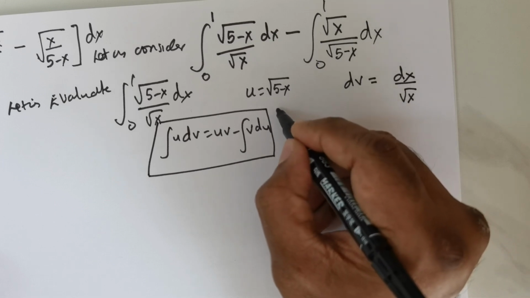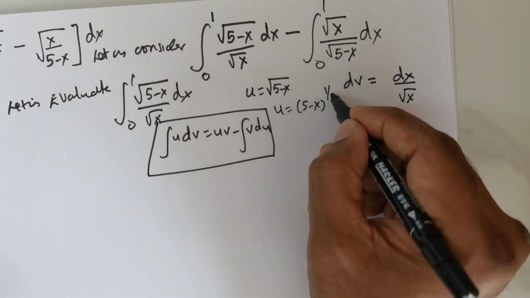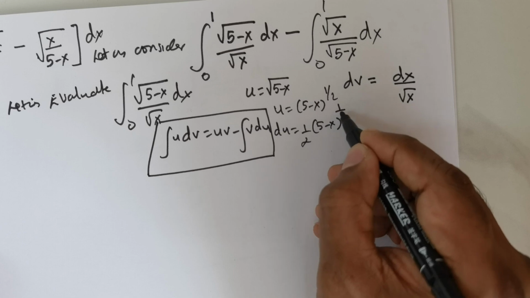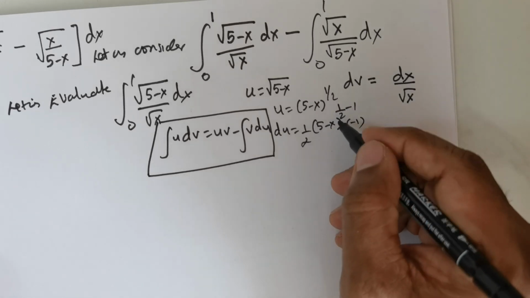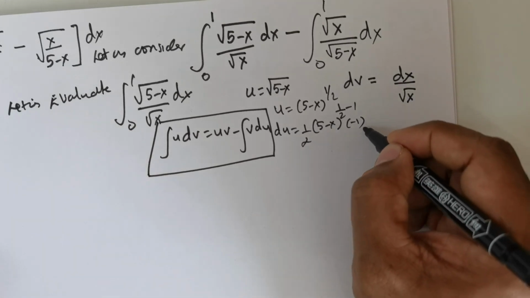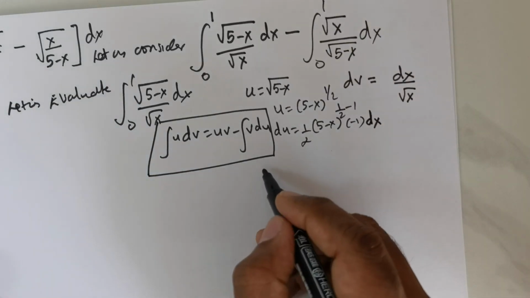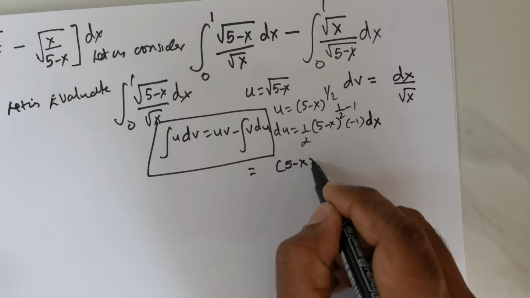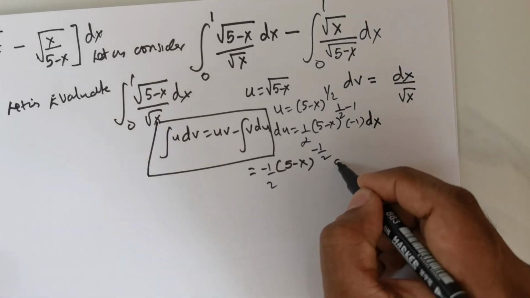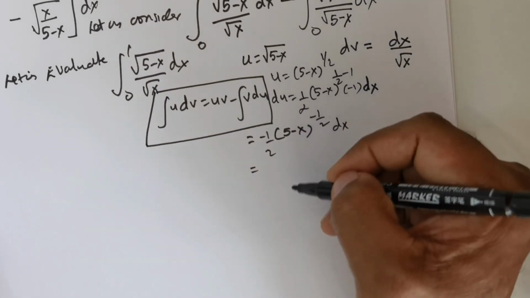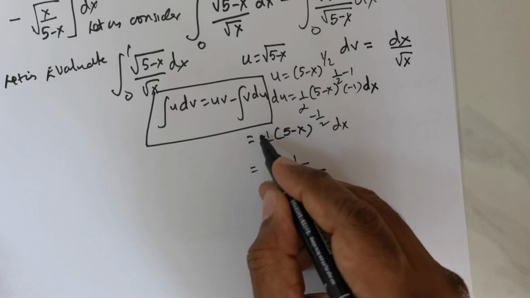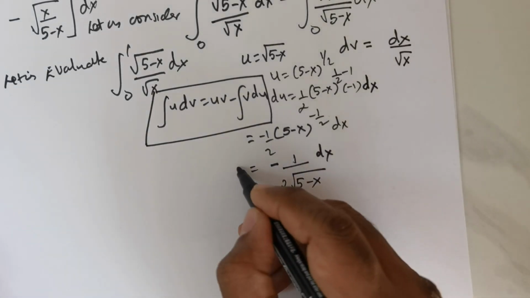So I differentiate this. Now this is actually (5 minus x) raised to the power of 1 over 2. If you were to find du, this is going to be 1 over 2 times (5 minus x) raised to the power of 1 over 2 minus 1, multiplied with the differentiation of x, which is going to be negative 1, times dx. So this can be rewritten as (5 minus x) to the power of negative 1 over 2, and you have a negative sign, so place the negative sign with this dx. Now this can be further rewritten by pushing this down. It's going to be 1 over 2 times root of 5 minus x with the negative sign, followed by dx. So this is my du.